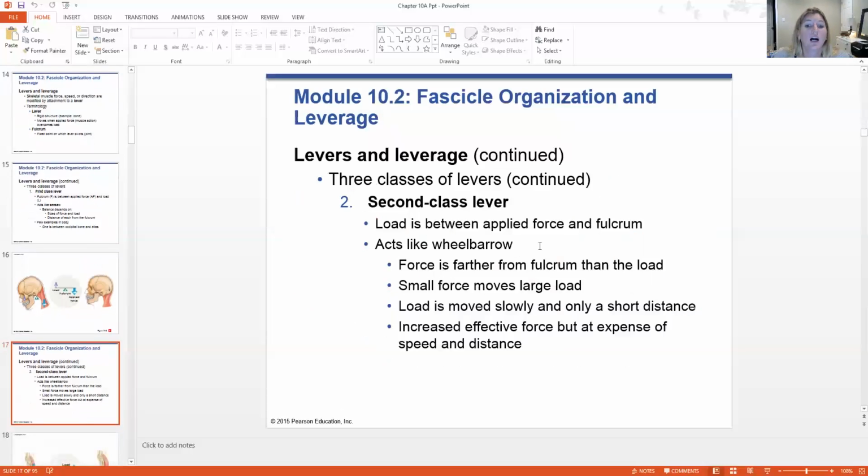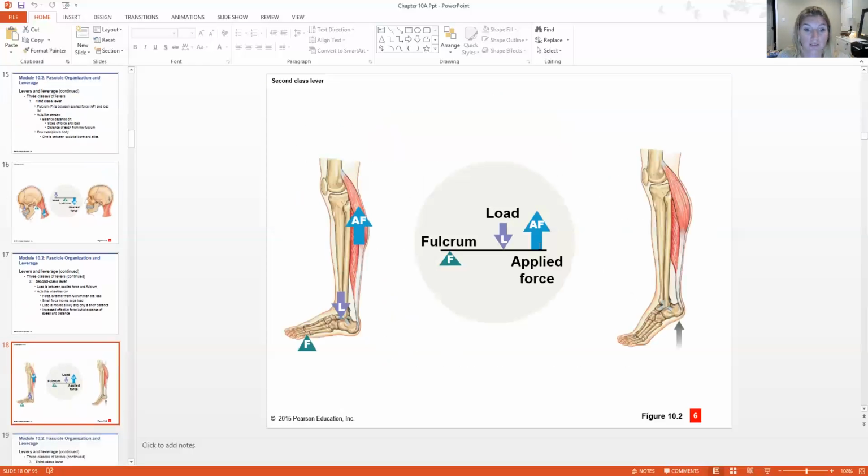Second-class lever is when the load is between the applied force and the fulcrum. So this would be kind of like a wheelbarrow action. The force is further from the fulcrum than the load. A small force can move a very large load, and the load is moved slowly over a short distance. So think about our ankles, where you have this fulcrum, like our toes acting as the fulcrum, applied force going upward, the load is our leg.